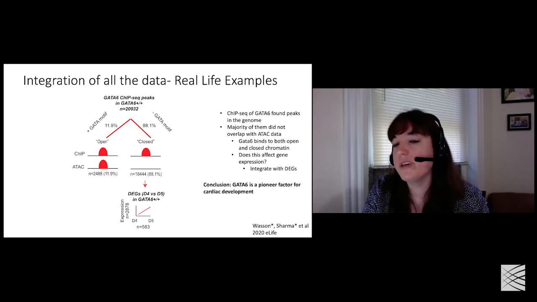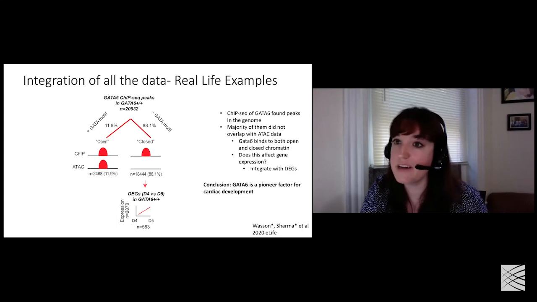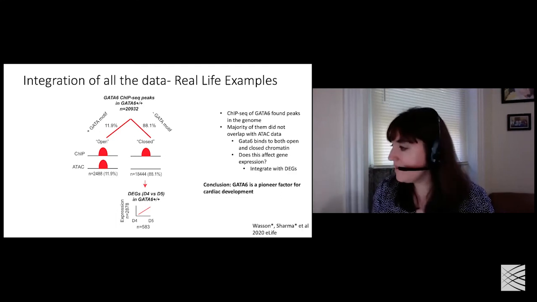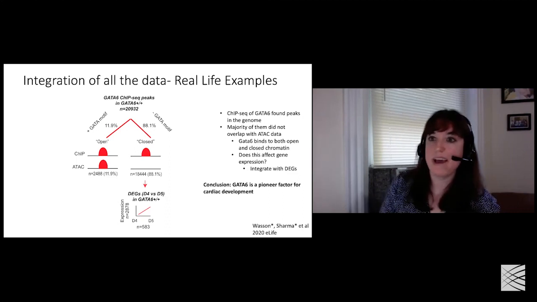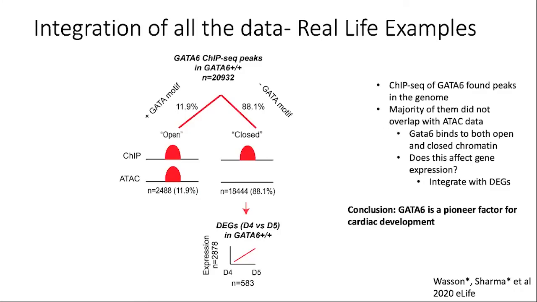So it was only after incorporation of the ChIP and the ATAC and the RNA-seq data that we were able to determine that GATA6 was indeed a pioneer factor for development. So this paper, again, that was kind of the main conclusion of this paper, that GATA6 was a cardiac pioneer factor, and that mutations that we see in congenital heart disease patients actually affect GATA6's ability to be a pioneer factor. So that was a really exciting study that just came out last week, so I encourage you to check it out.